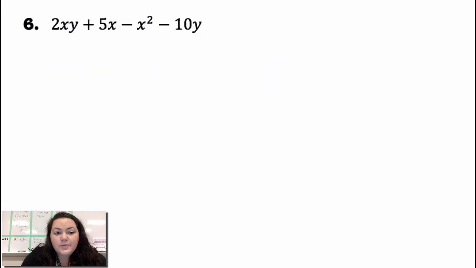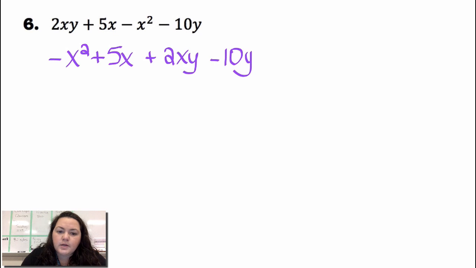All right, in this one, we have 2xy plus 5x minus x squared minus 10y. So you might want to rearrange it so that my y terms are together, and then I'll be able to pull out a y, and then my pieces that just have an x are together. So I'm going to rearrange it into standard form. So x is first, then y's, and then biggest exponent to smallest exponent within each category. So negative x squared plus 5x plus 2xy minus 10y. Then I can group and factor.